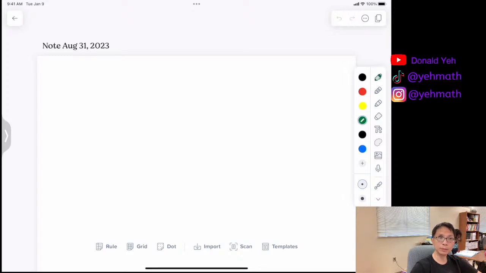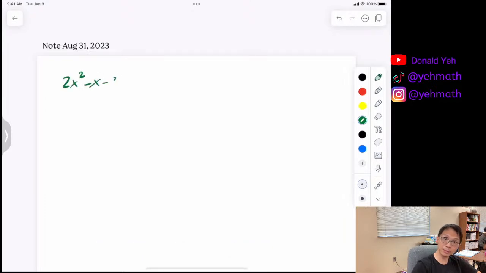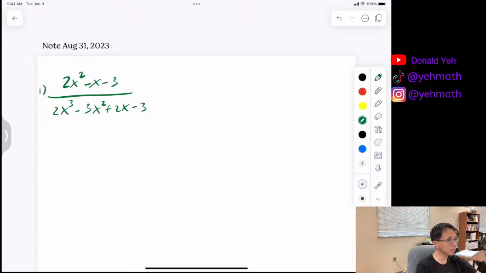Okay, start with the first question: 2x squared minus x minus 3, all over 2x cubed minus 3x squared plus 2x minus 3. This simplification basically just means simplifying the top. So I'm going to do the top, 2x squared.